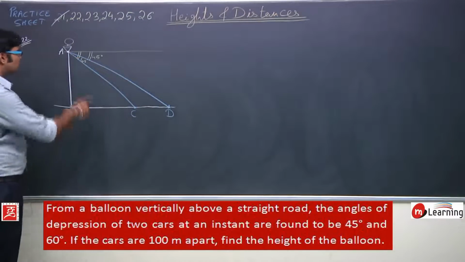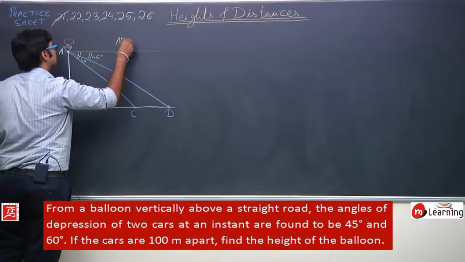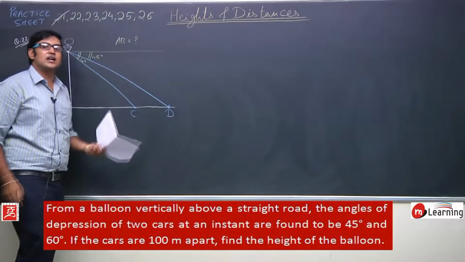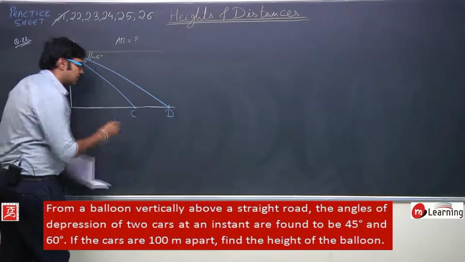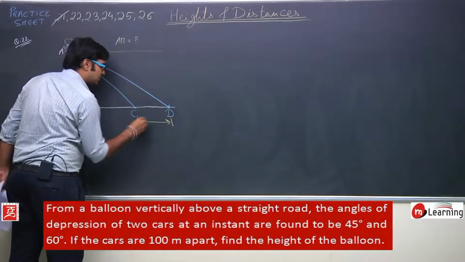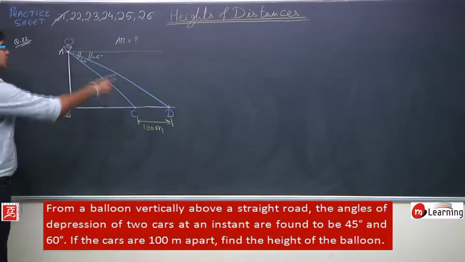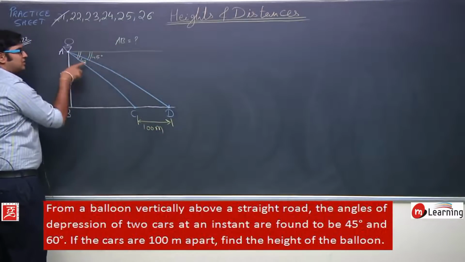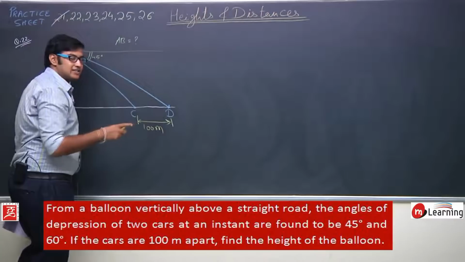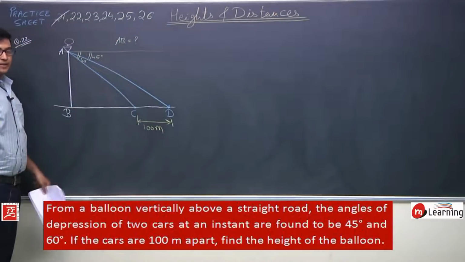Okay, now my task is to determine the value of AB, that is the height of the balloon. It is also given that the cars are 100 meters apart. It means the distance between the two cars, C and D, is 100 meters. So my task is to determine AB. I am given this 45 degree, this 60 degree and this 100 meter. So my task is to relate these three values with AB.